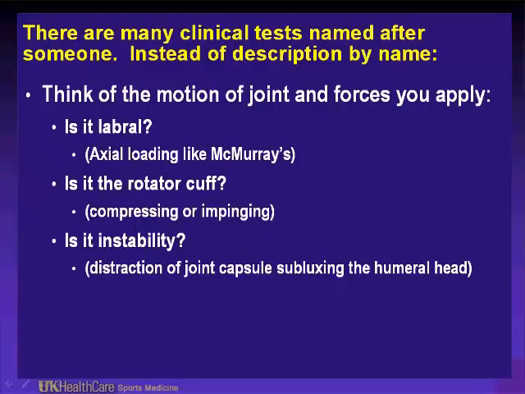If it's a labral problem, we want to apply axial load, like a McMurray's of the knee for a meniscus tear. If it is a rotator cuff problem, you have to think of it as a compression or impinging problem. So anything that you do to lessen the subacromial space will cause problems. Or is it an instability problem? Distraction of the capsule, subluxing the humeral head. Do the most painful part of the test last.